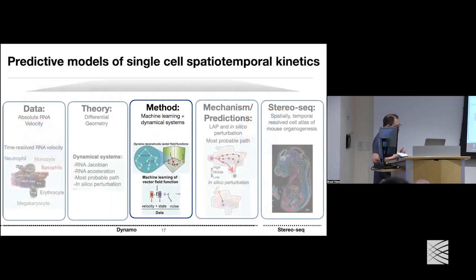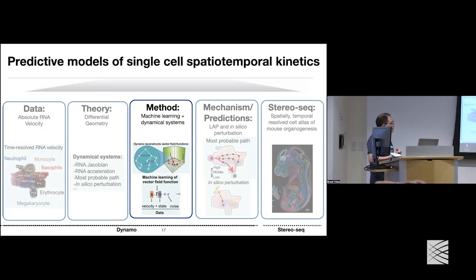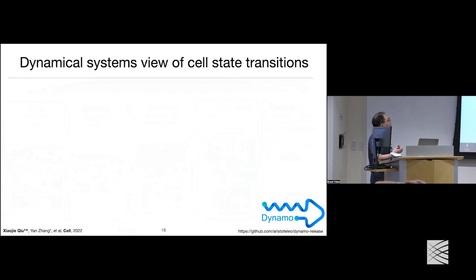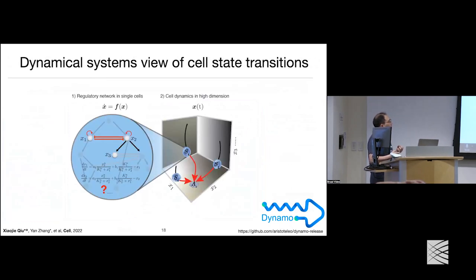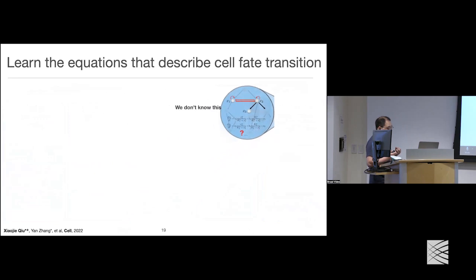So now I've told you some theory, and I'm going to tell you how we can learn the equations and use them to gain biological insights. As I mentioned, we use the dynamic systems view to understand the cell state transition, but we generally don't know this underlying gene regulatory network. So we would love to actually learn it.